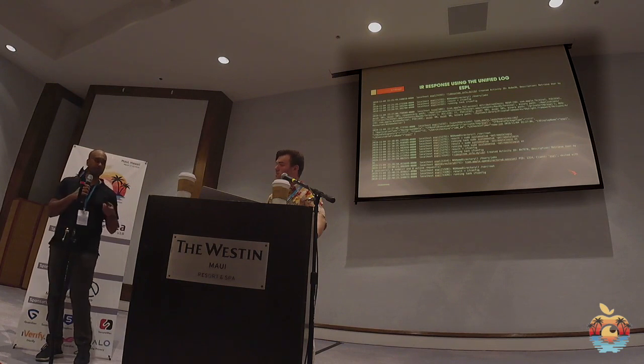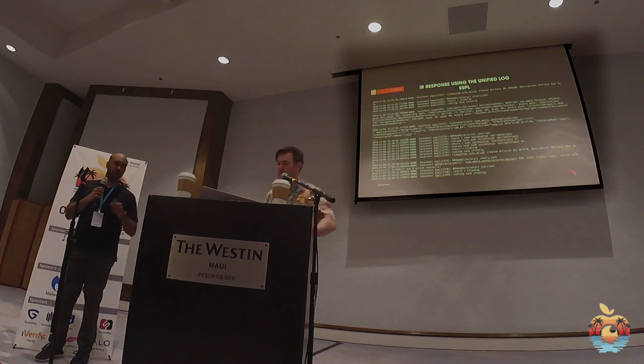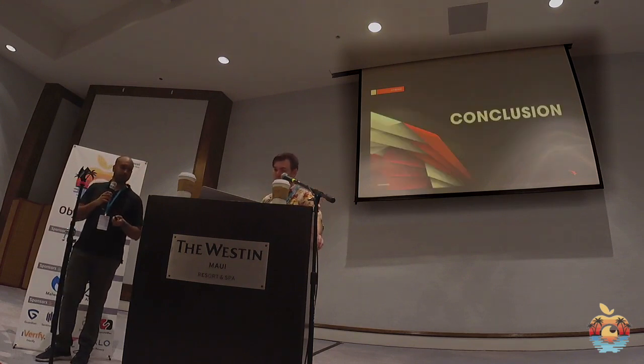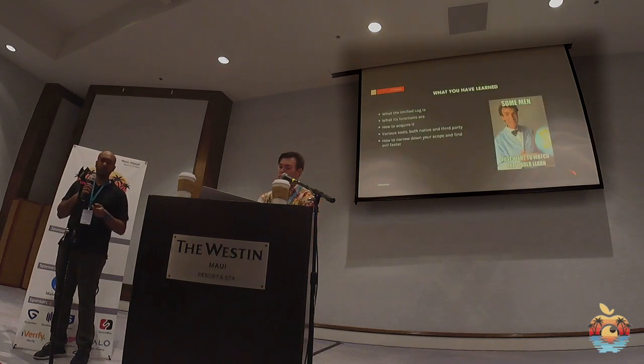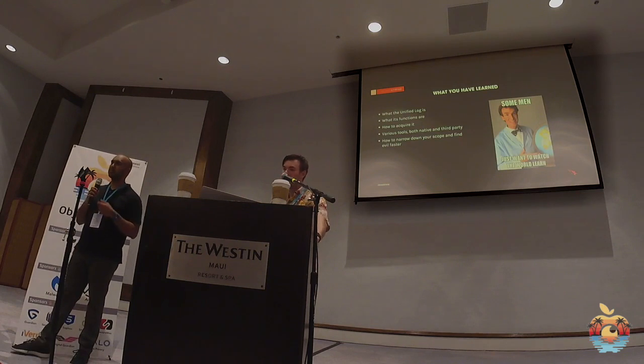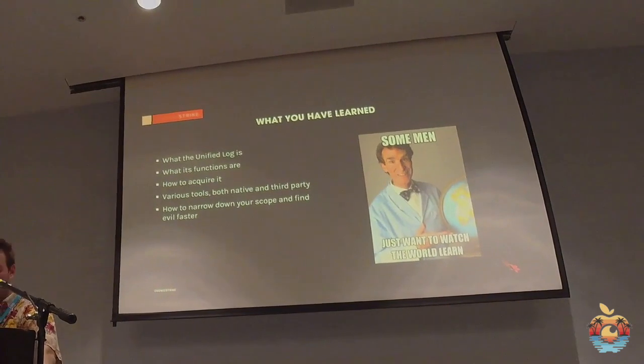No other log source in the system has provided this kind of detail. So it's been really useful, and we're kind of able to understand what occurred here. So just to wrap things up, and then we'll have Q&A after this. What we've gone through is what the unified log is, how it can be useful in an incident response investigation, what its functions are, how to acquire it, how to parse it using various tools, including the native log show command, which, as we found out, may actually be flawed, using third-party tools, which also work quite well to get us the data, and really how to narrow down your scope and find evil faster.